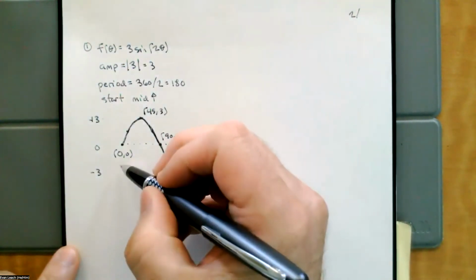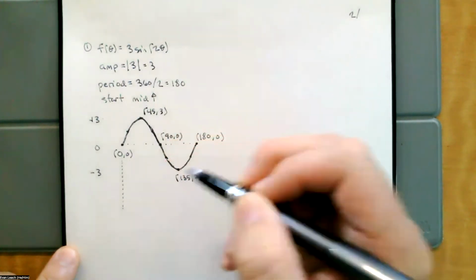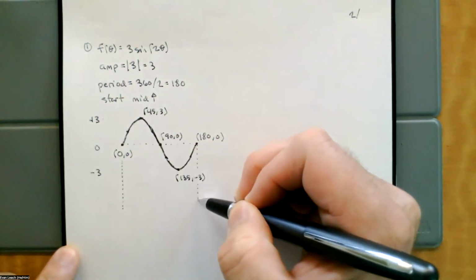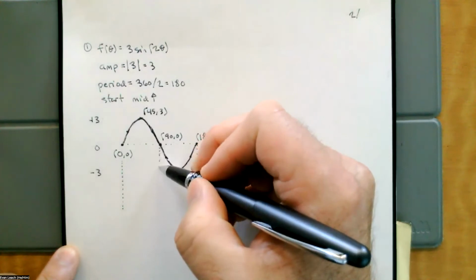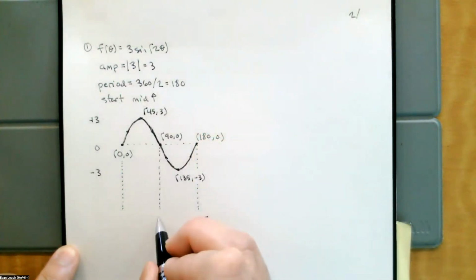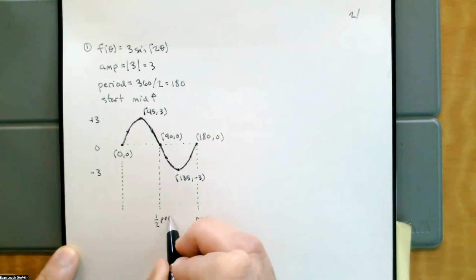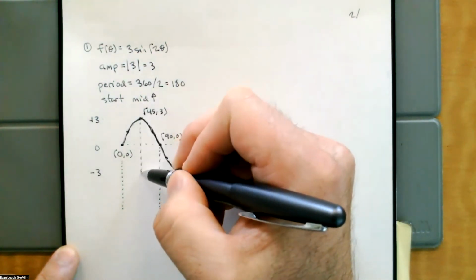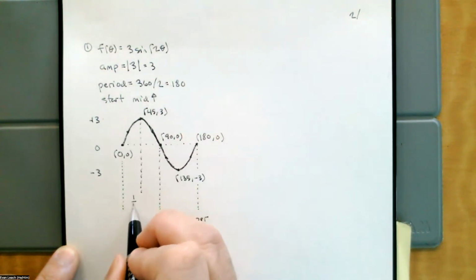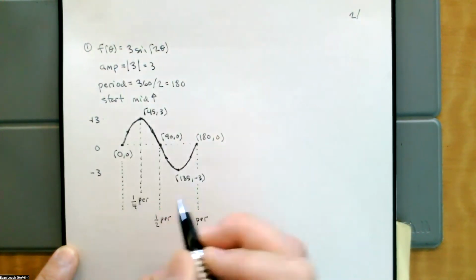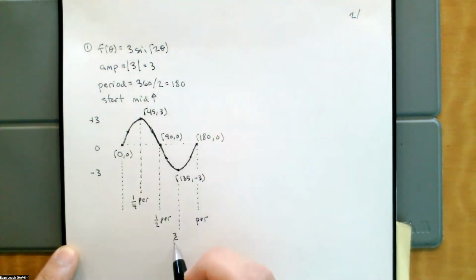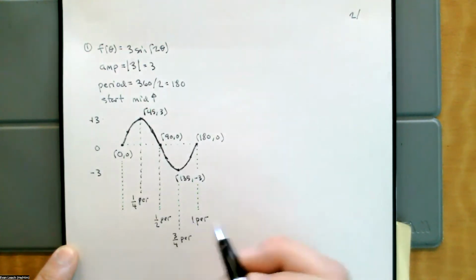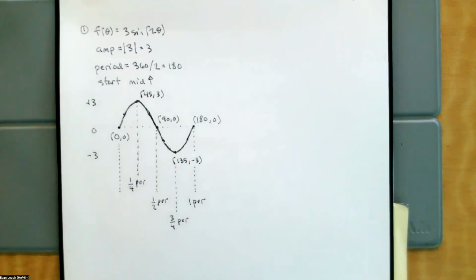So vertically, once we label the start, then we'll have one cycle over here at 180. Then the other points that we care about are going to be 1/2 the period, 1/4 of the period, and 3/4 of the period. Quarter, 2/4, 3/4, 4/4, 0/4.